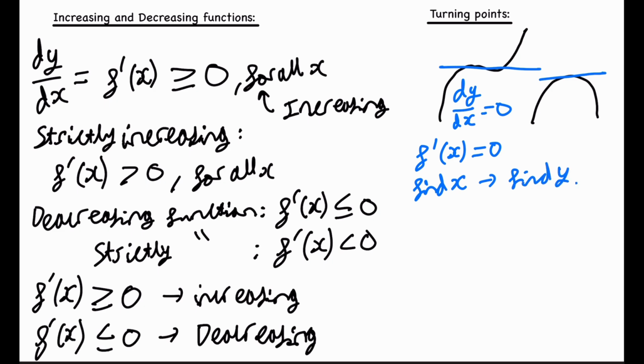And there's 3 different types of turning points. So you either have a maximum, which looks something like this, and you have an increasing gradient, then a flat gradient, and then a negative gradient.